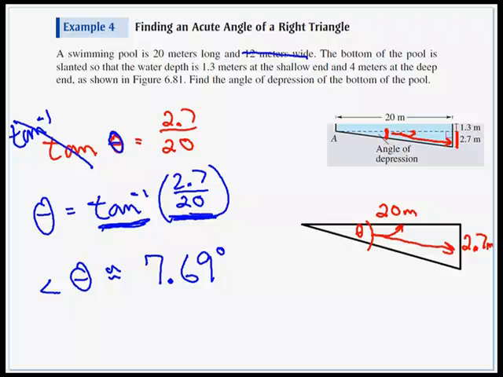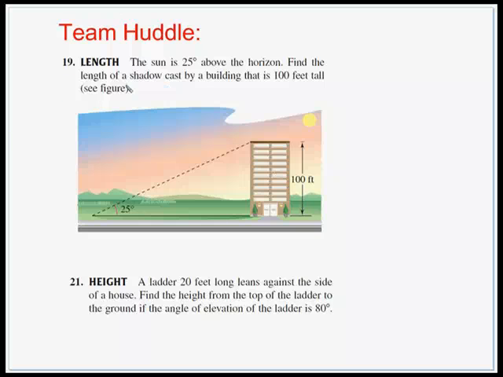All right. We've got a couple of huddle problems. For number 19, you're finding the length of this shadow. Basically, you're finding the adjacent side. In number 21, we're finding a missing height. We have a ladder leaning against a wall. The maximum angle is 80 degrees for the ladder. How high up the building will that ladder reach? So pause the video, try the two huddle problems, come back and check your answers.